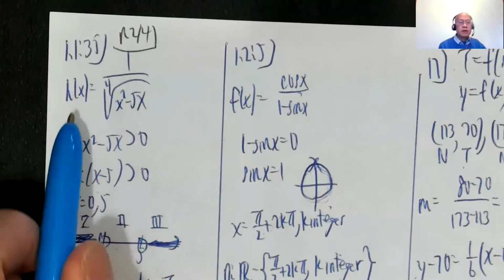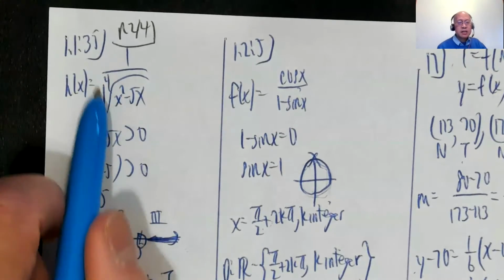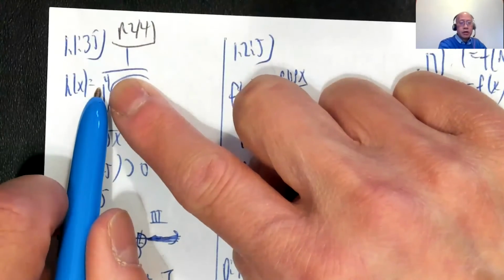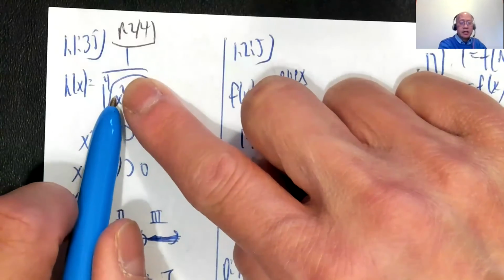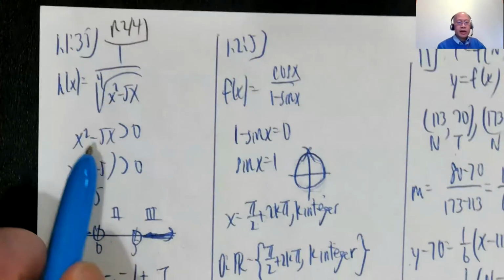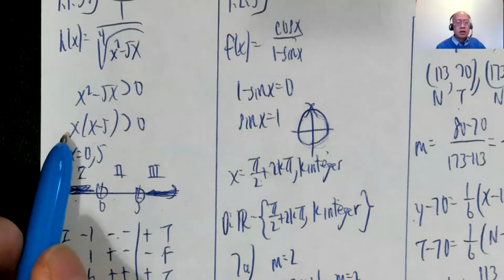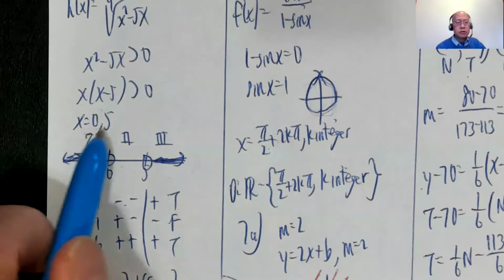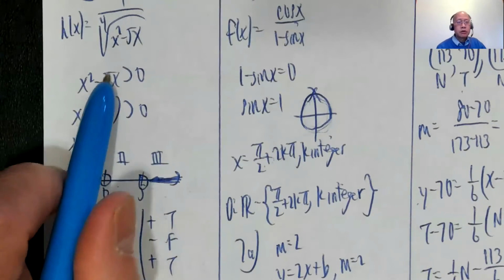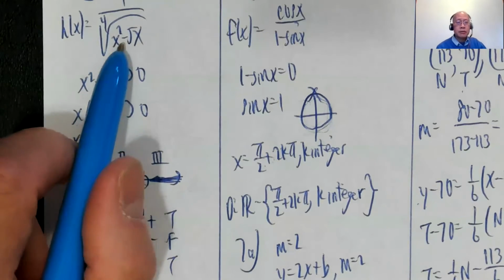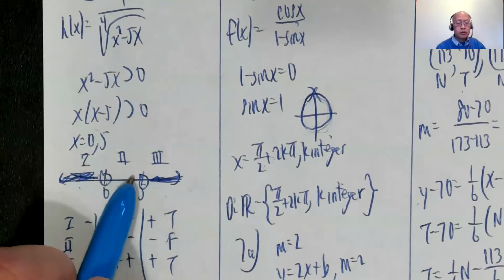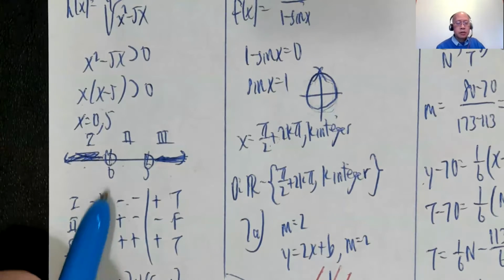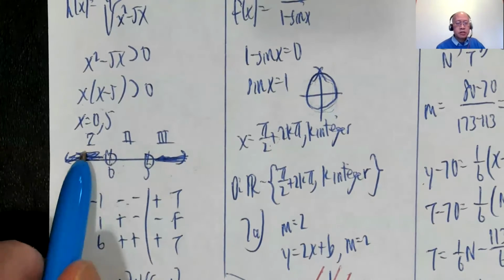1.135, h of x is this thing. Okay, I have a fourth root, so I can only take the fourth root of non-negatives, and the fact that it's in the denominator means it has to be greater than 0. So x squared minus 5x greater than 0. Factor: x times x minus 5 is greater than 0. That gives me x equals 0 or 5. 0 and 5 are not included in my solution set because that gives me a 0 in the denominator. Open circle, open circle. Do a sign chart. Plug in negative 1, 1, and 6 in regions 1, 2, and 3.